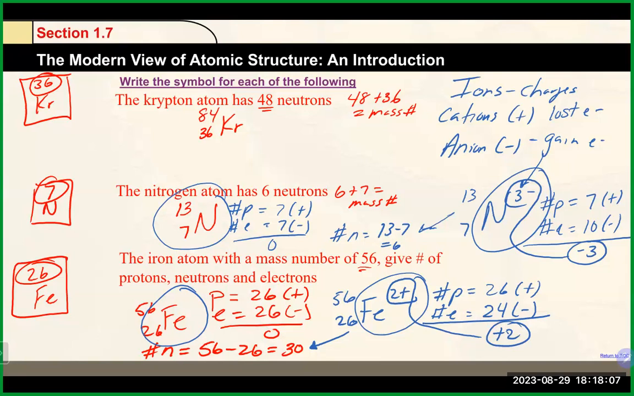So if I had something like this, how many protons, electrons, and neutrons does this guy have? And let's do another, and how many protons, electrons, and neutrons does this one have here? Okay, so let's take a look at the first one.